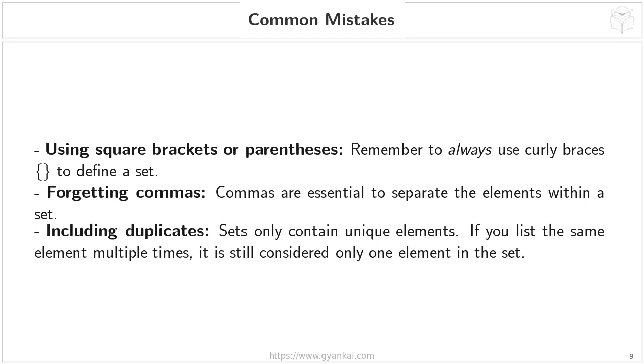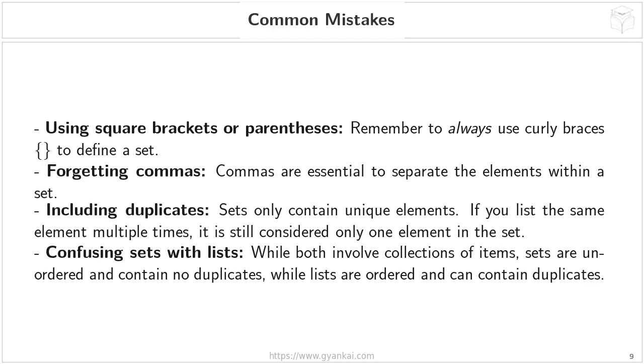Moving on, including duplicates. Sets only contain unique elements. If you list the same element multiple times, it is still considered only one element in the set. This is a really important concept. A set is about distinct objects. So, if you write something like 1, 2, 2, 3, it's the same set as 1, 2, 3. The repeated 2 doesn't change the set. It only contains one instance of each element.